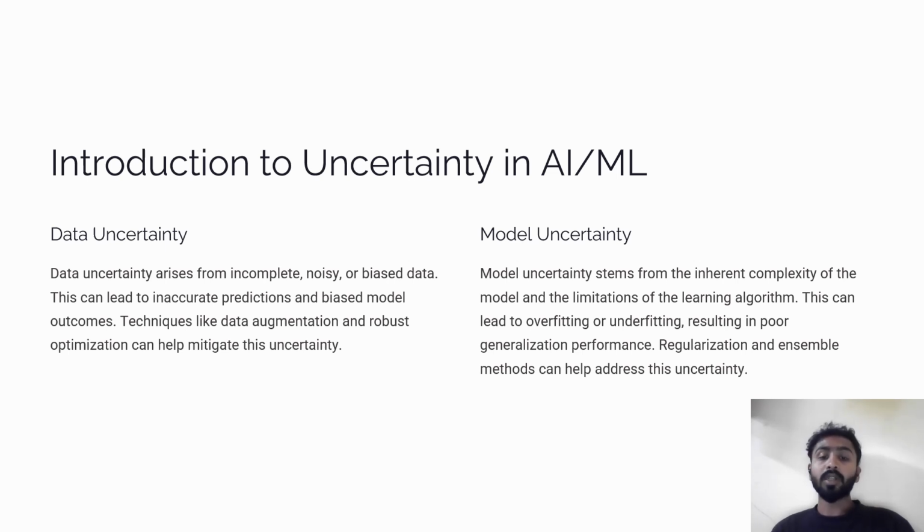Model uncertainty. Model uncertainty stems from the inherent complexity of the model and the limitations of the learning algorithm. This can lead to overfitting or underfitting, resulting in poor generalization performance. Regularization and ensemble methods can help address the uncertainty.